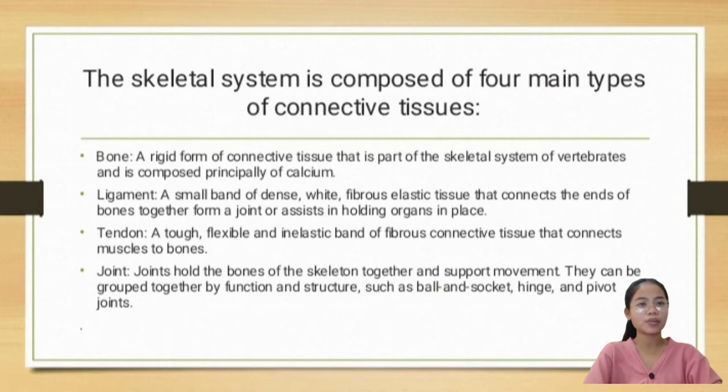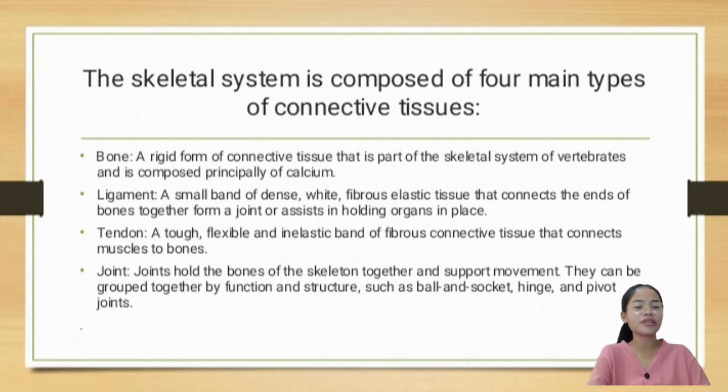The skeletal system is composed of four main types of connective tissues, and those are the bone, the ligament, tendon, and joint. So first, let us know what a bone is. Bone is a rigid form of connective tissue that is part of the skeletal system of vertebrates and is composed principally of calcium. Second is ligament, a small band of dense, white, fibrous elastic tissue that connects the ends of the bones together, forms a joint, or assists in holding organs in place.